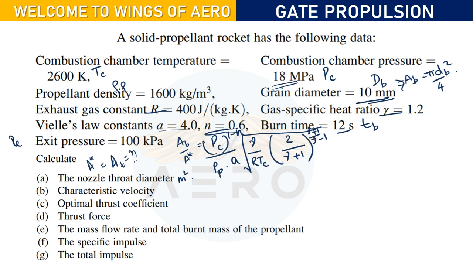4 point minus 3, that is the area you are talking about? A star, no. No, you don't need to consider 10 power 6. You have to take 18. No need to keep 18 into 10 power 6 power 0.4, no need to consider that. You have to just take 18 power 0.4.